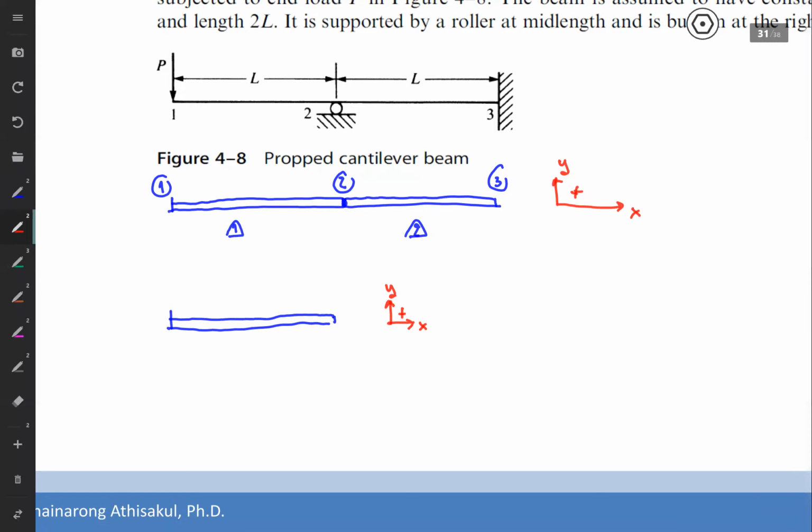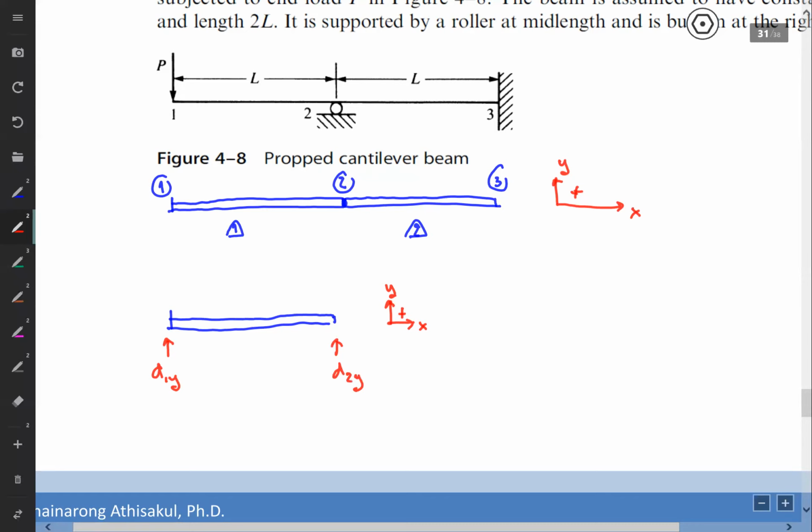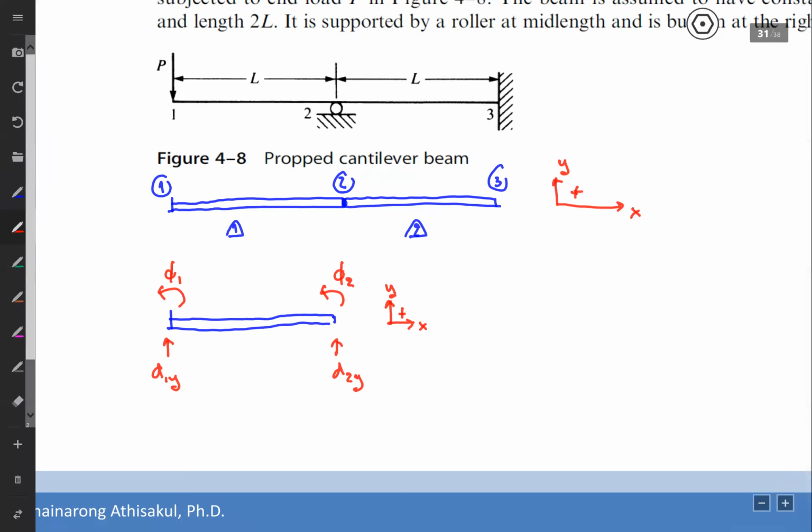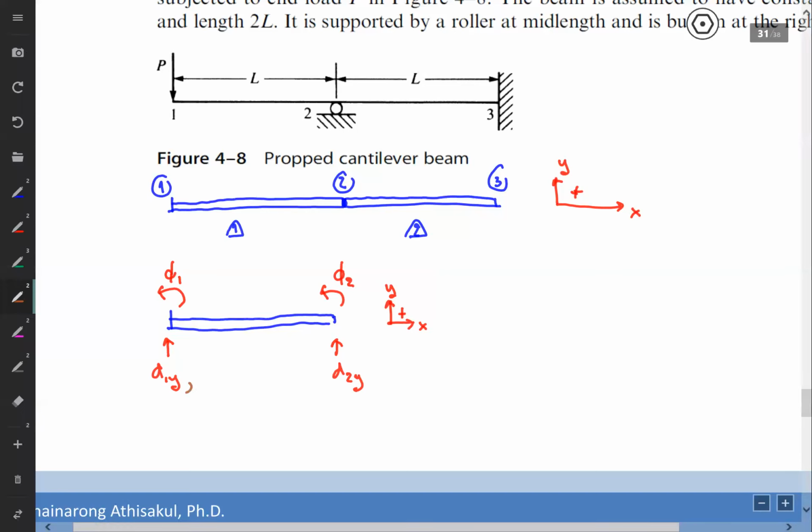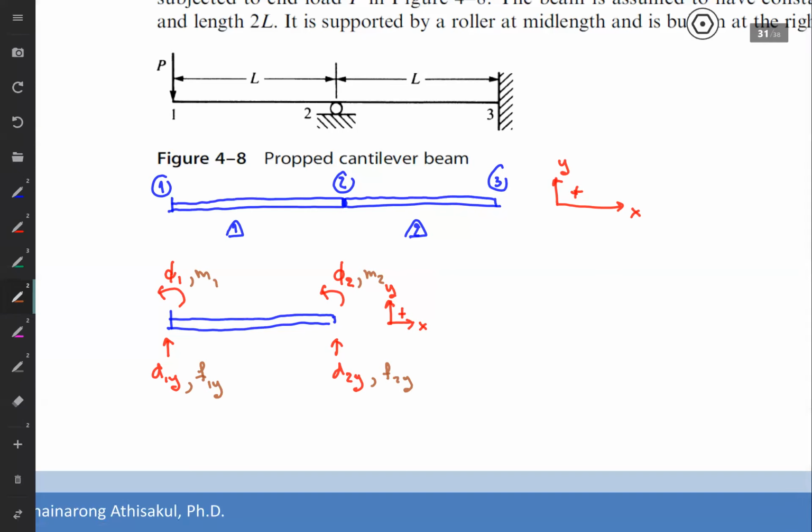According to this, the degrees of freedom are composed of d1y, d2y, and for rotation, phi1 and phi2. These are compatible with the nodal forces, which have the same direction: F1y, F2y, and compatible with phi1 and phi2 are the moments M1 and M2. This is the positive sign convention for the beam.